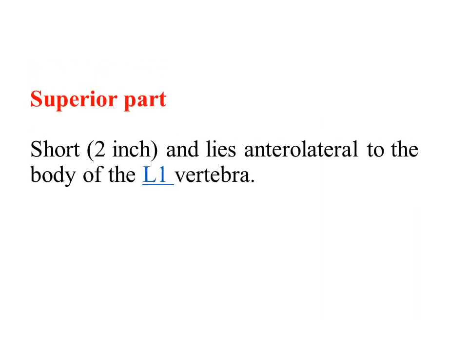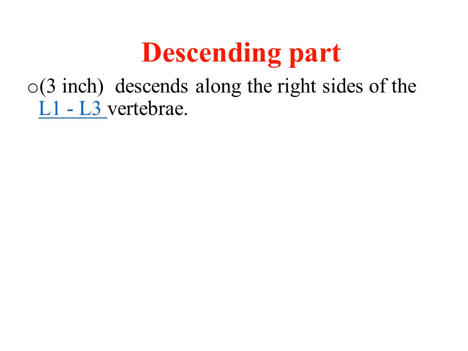The superior part or the first part is about 2 inches and lies anterolateral to the body of the first lumbar vertebra, L1. The descending part is about 3 inches, descending along the right side from L1 to L3 vertebrae.